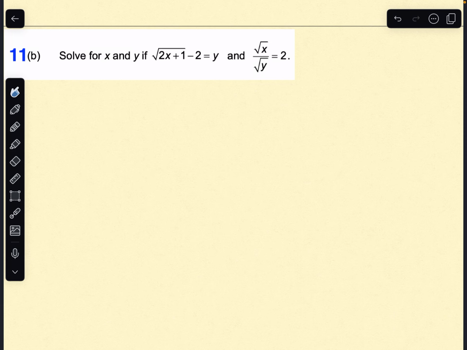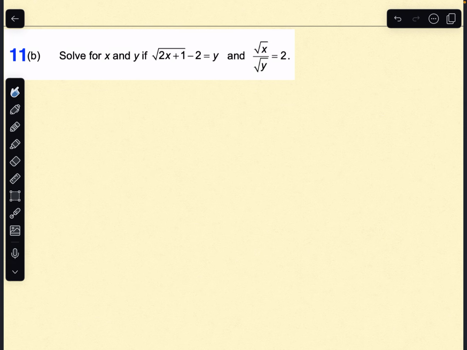We are chatting about IEB's May 2024 Paper 1 Question 11b today. The question says, solve for x and y if the square root of 2x plus 1, minus 2, is equal to y, and the square root of x over the square root of y is equal to 2. Okay, so this is a simultaneous equation.